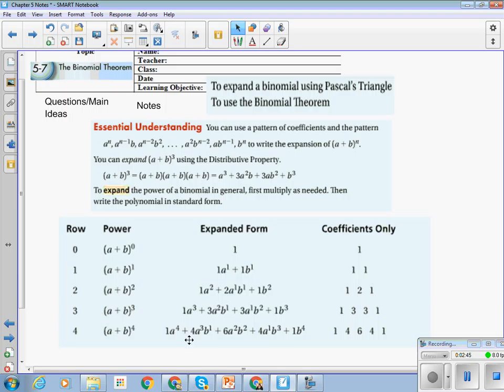To the third power, I get a cubed plus 3a squared b to the 1 plus 3ab squared plus b to the third. If I just write the coefficients down, I get 1, 3, 3, 1. And then fourth power goes with row 4. A plus b to the fourth, I get a to the fourth, 4a cubed b plus 6a squared b squared plus 4ab cubed plus b to the fourth. If I just write the coefficients down, I get 1, 4, 6, 4, 1.